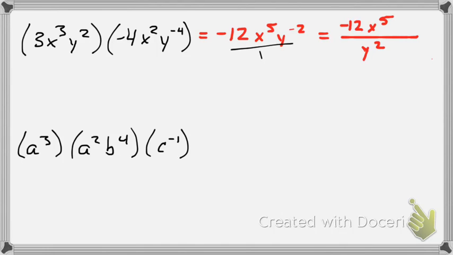In this second example, when you put the a's together, you get a to the 5th, b's b to the 4th, c would be negative 1, and the c goes on the bottom, like so.